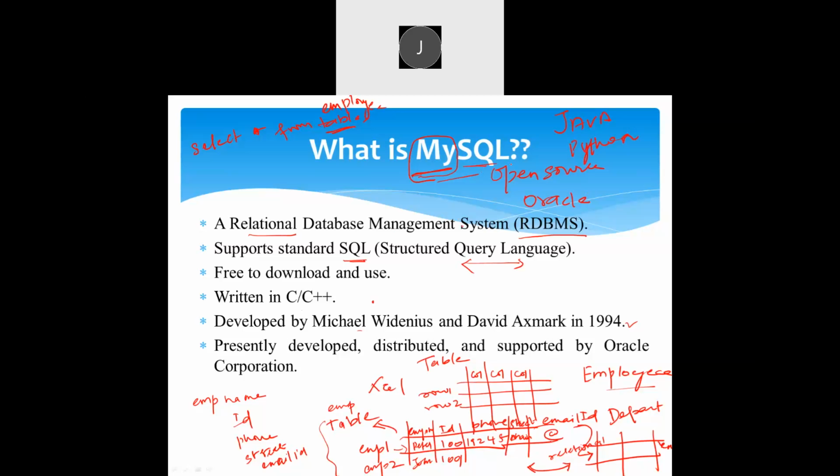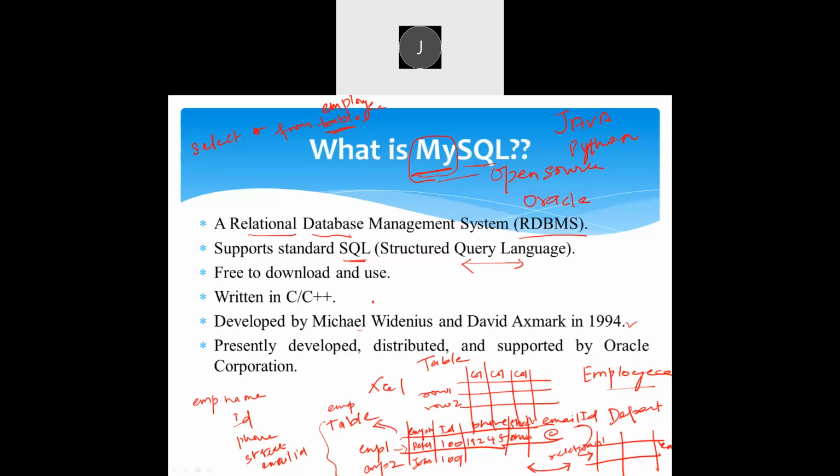The rows and column values which are stored in the database are accessed using the language written in MySQL, SQL, structured query language, to retrieve or store any data in the database. You understand now what a database is? It is nothing but a collection of information you are storing.